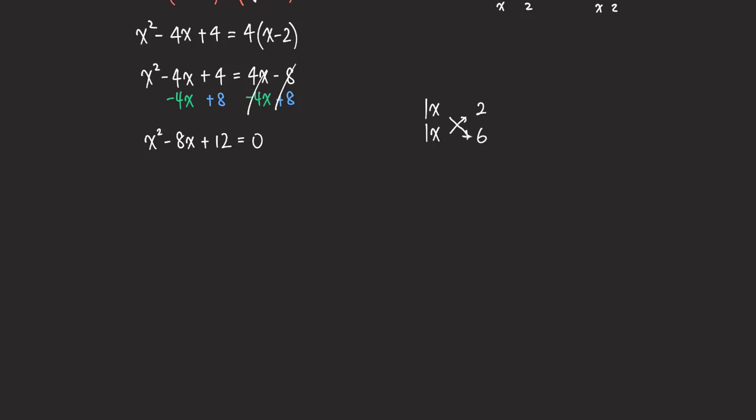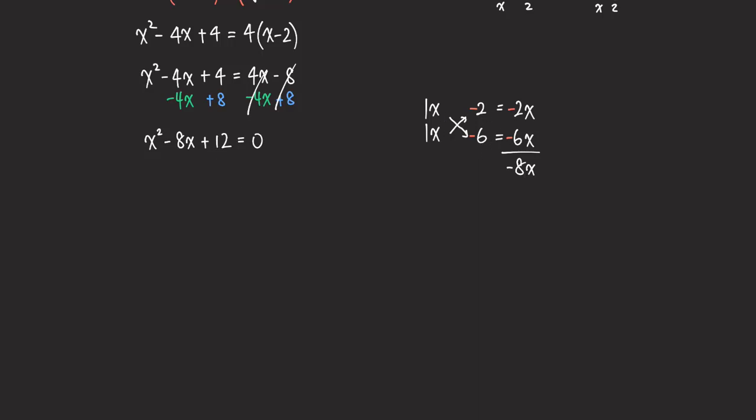So we have 1x times 6, which is 6x. 1x times 2, we get 2x. What happens right now is that we want negative 8, so we want a negative sign in front of those. If we put negative signs over there, we also need to put negative signs over there. So negative 2x minus 6x gives us negative 8x. We also need to double check by multiplying those two: negative 2 times negative 6, we get positive 12, so that works.